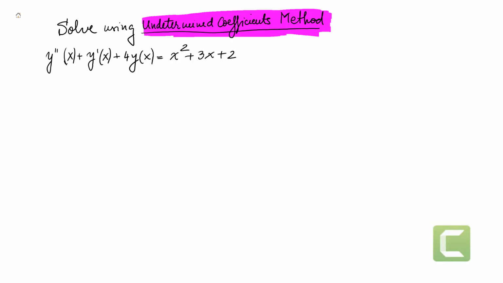In this video, we'll solve a differential equation using the undetermined coefficients method. And the equation is y double prime of x plus y prime of x plus 4y of x equals x squared plus 3x plus 2.